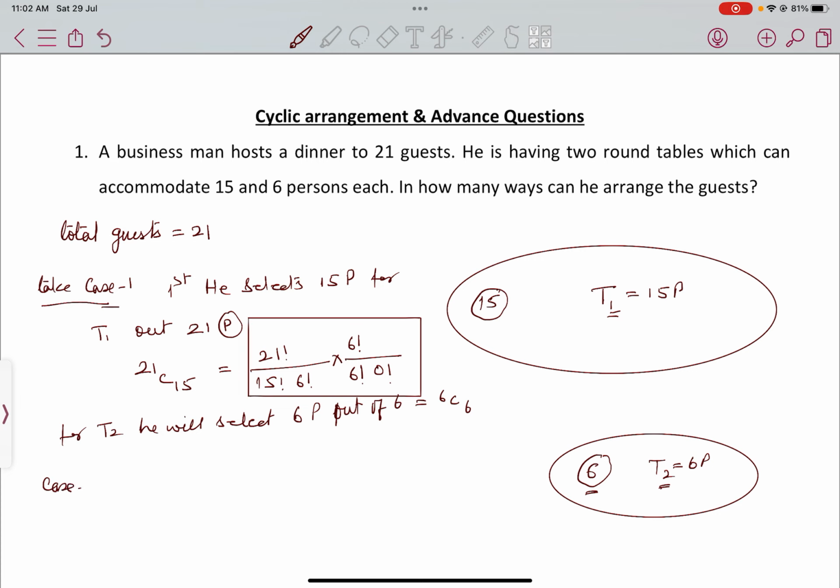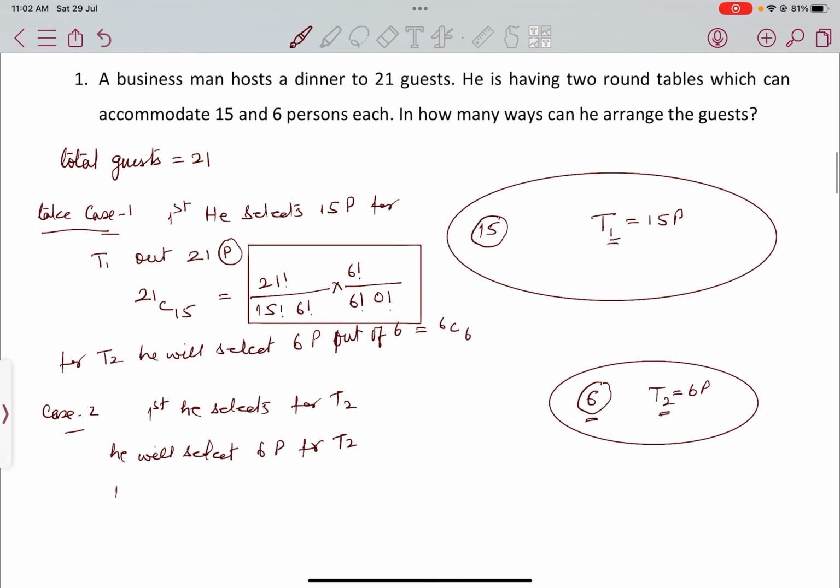Case 2. First he selects for table 2. In case 1 he selected 15 for table 1. If he selects 6 persons for table 2, he will select 6 persons for table 2 out of 21. So this will be 21C6.